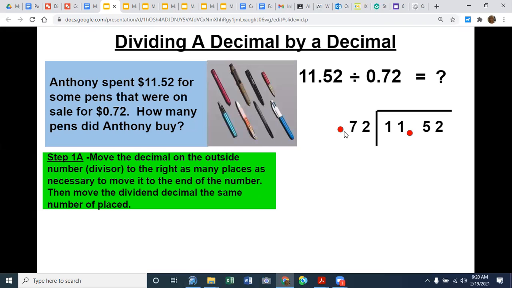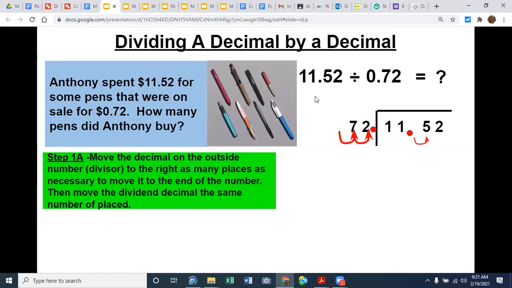Well, to get this decimal point here over to this spot is going to require how many jumps? 1, 2, right? So there's 1 jump and there's 2 jumps. So now the decimal is past the number 72. So now the number is just 72.